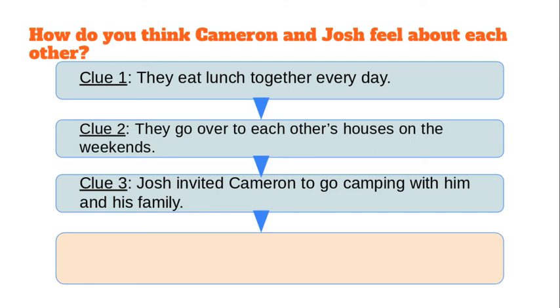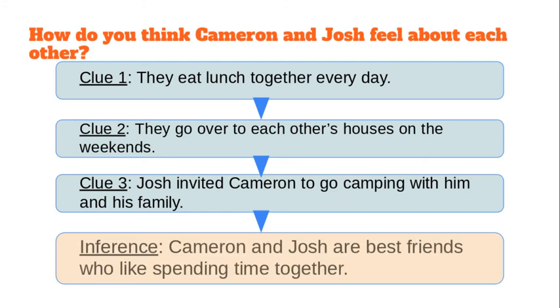I think we can figure out how they feel about each other. Cameron and Josh are best friends who like spending time together. We know that people who eat lunch together every day, go over to each other's houses on the weekends, and when you invite someone to go camping with your family, you must really like them. You wouldn't do that with someone you didn't like. So this inference that Cameron and Josh are best friends who like spending time together makes sense based on the text clues and our background knowledge.